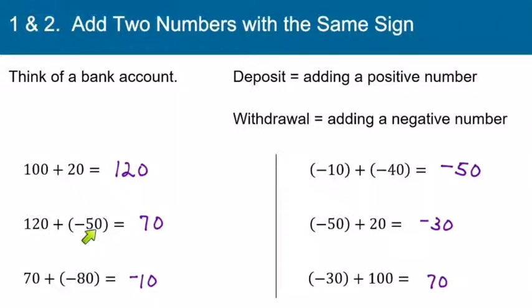120 plus negative 50 is positive 70, because 120 minus 50 is 70, and the larger number was positive, so the answer is positive. Here, 70 plus negative 80 became negative 10, because 80 minus 70 is 10, and the larger number was negative, so the answer is negative. And you'll see that that worked on these last two problems as well.